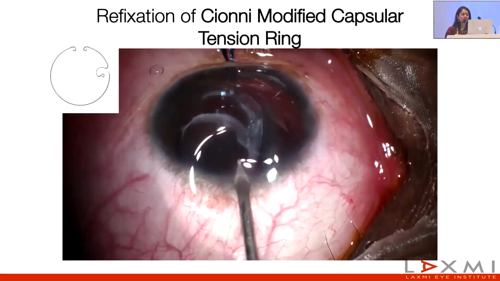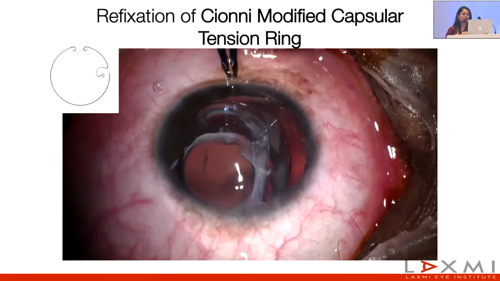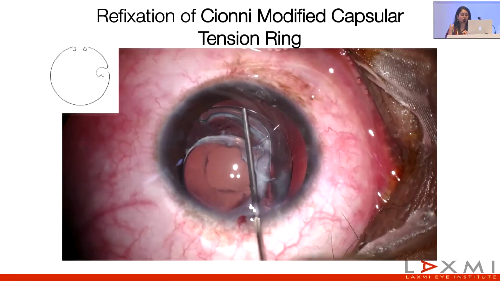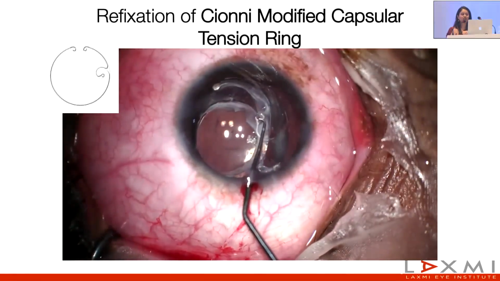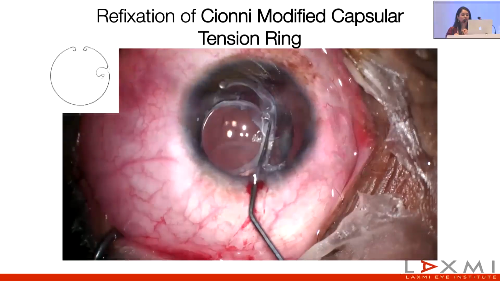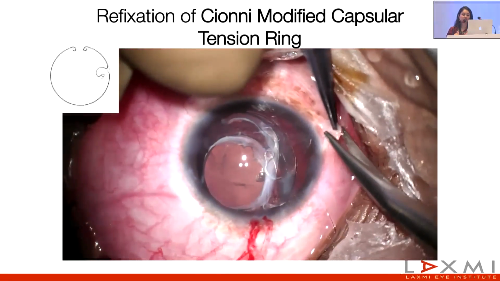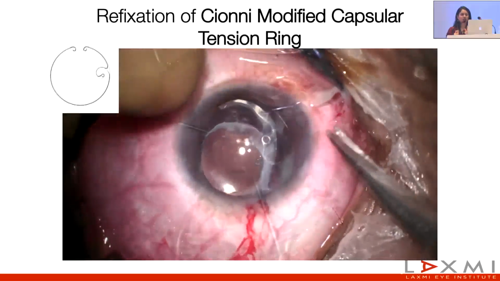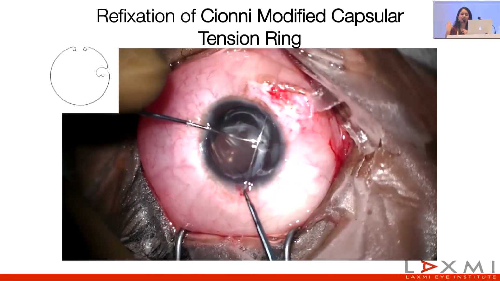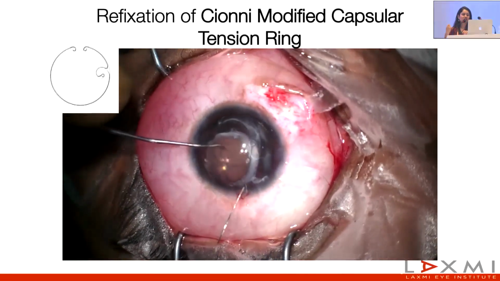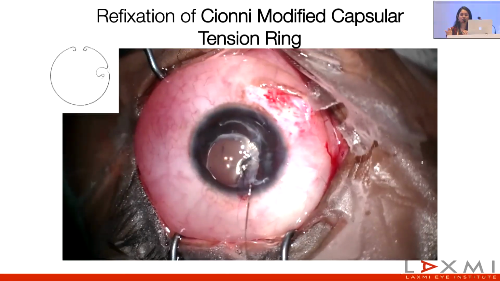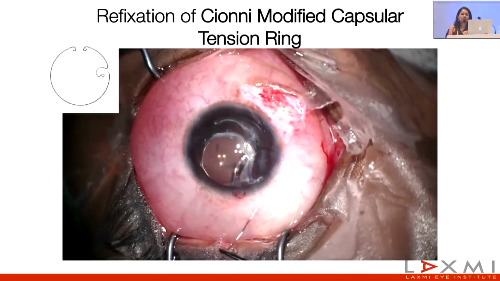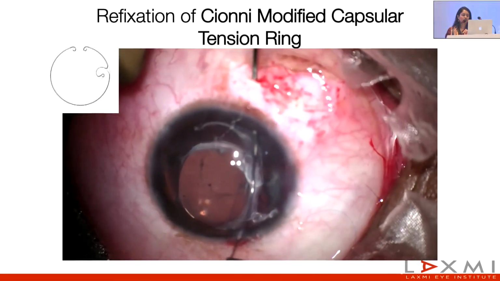So now the first case was of a patient who unfortunately also had a few clock hours of subluxation to begin with, and hence we had put a Sionese modified capsular tension ring in his primary surgery. And he came a few years later, saying that he had a trivial trauma, and the suture that was taken through that CTR had broken. So now we were in a position to refix that same CTR.